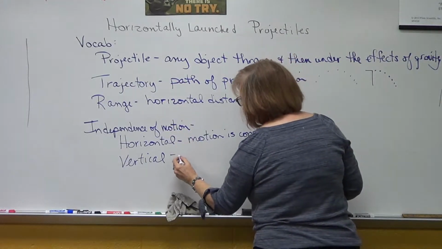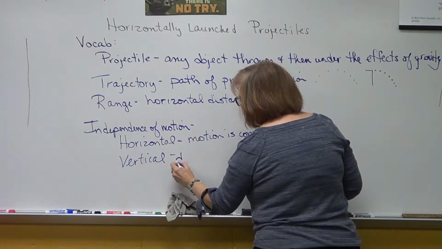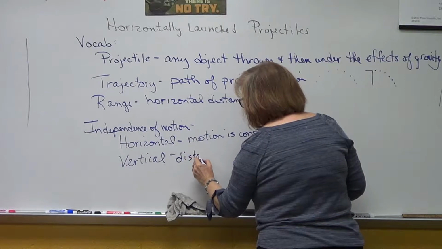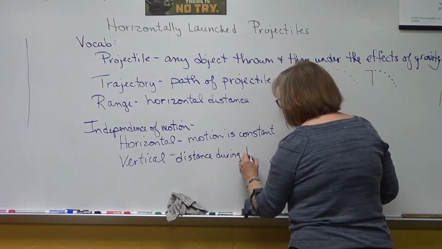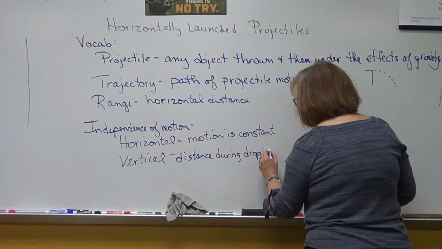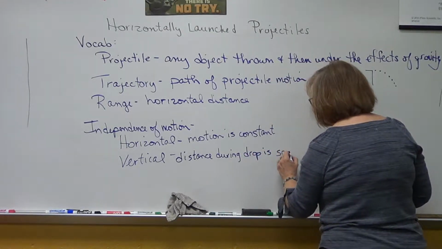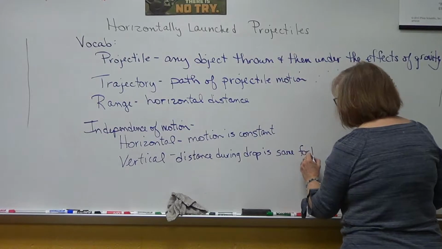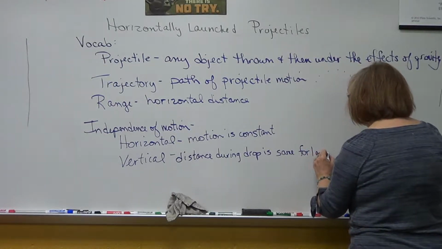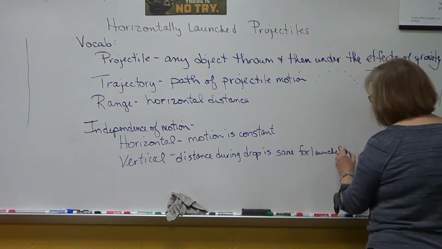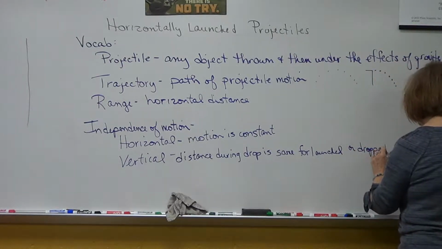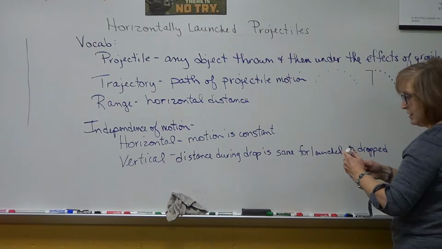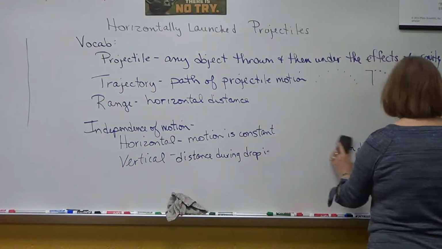Vertical, the vertical distance, whether dropped or thrown, will be the same. So the distance during the drop is the same for launched or dropped. Now I want to draw a picture of this for both of these to help explain that.